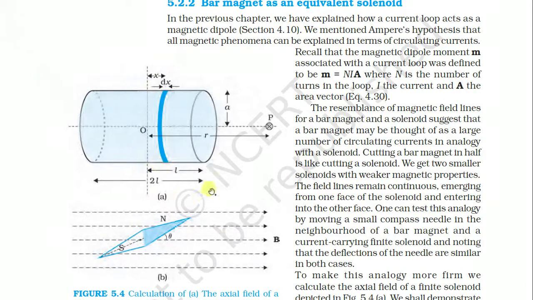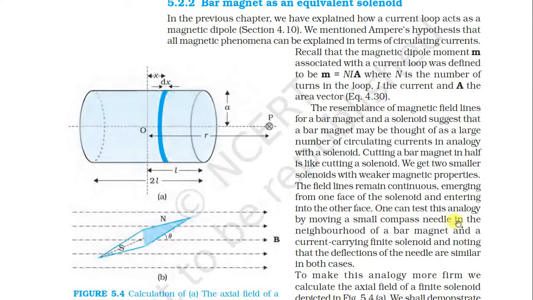See here, this is our solenoid. Suppose we cut it here, what will happen? It will become two small solenoids, and each also looks like a bar magnet. So we get two smaller solenoids with weaker magnetic properties. The field lines remain continuous, emerging from one face of a solenoid and entering the other face.